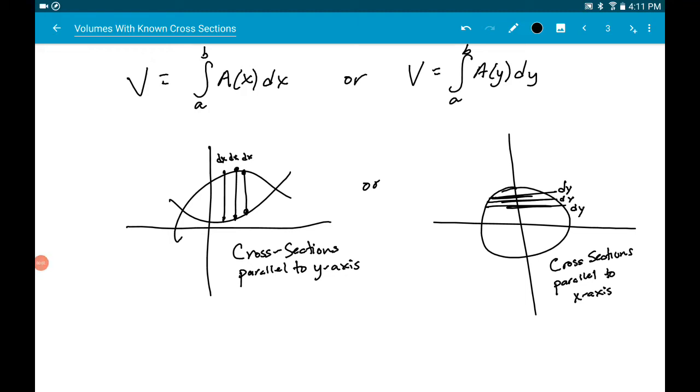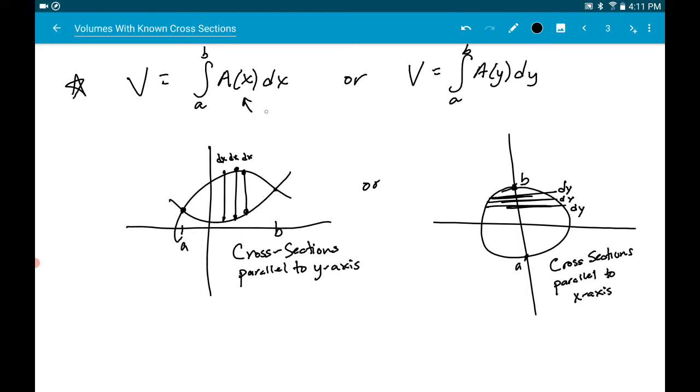Alright, I want to do a little bit with volumes with known cross sections. There's two different versions up here of the general formula. V stands for volume, and it's going to be an integral from A to B, which in this instance, A would be here, B would be here. And in this instance, A would be down here and B would be here, because we're in terms of X and Y.